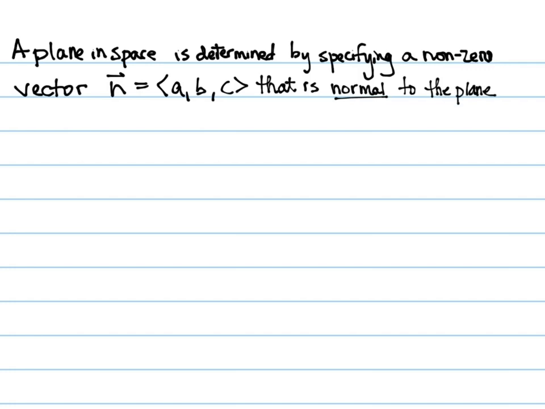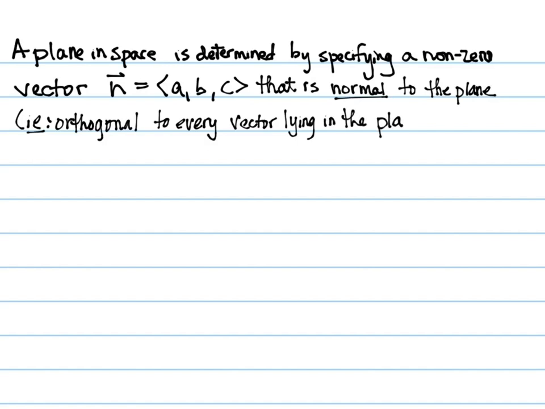Have you guys heard the word normal before in a mathematics context? What do you remember about it? Normal means perpendicular, and we've also used the word orthogonal. So specifically, a normal vector means that it's orthogonal to every vector lying in the plane. And a point x1, y1, z1 lying in the plane.